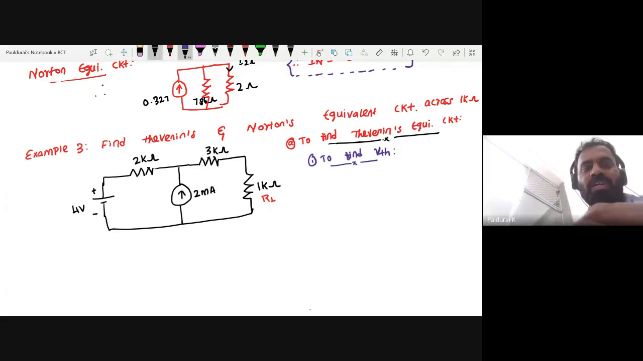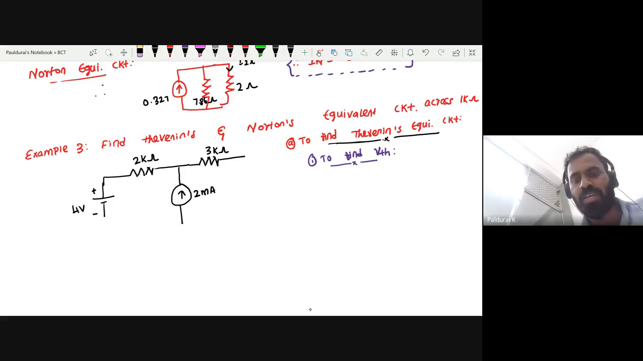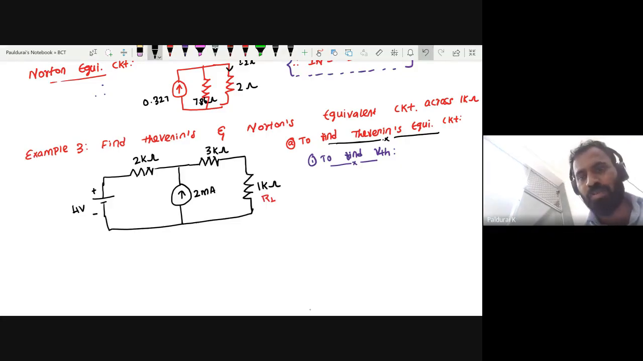What is the procedure to calculate VTH? What do you want to do? It's very simple. You want to open the load, and find the voltage across it, right?